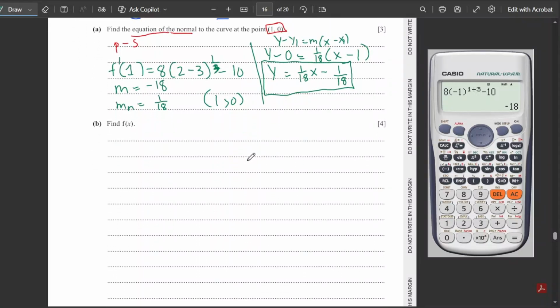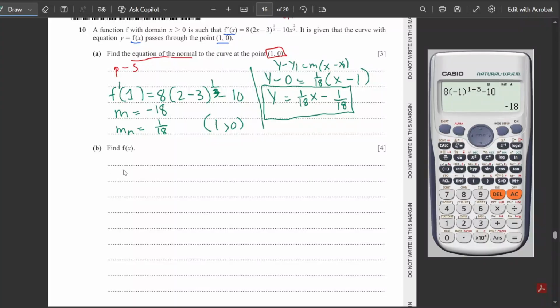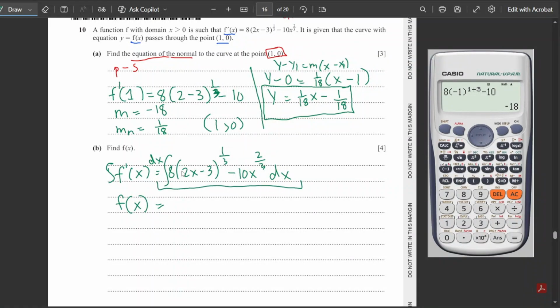Part B says, find f of x. So we have the derivative equation of f of x. If we integrate the derivative equation, we find the equation of the curve. Therefore, if we integrate, so we have f prime of x is equal to 8 times 2x minus 3 raised to the power 1 by 3 minus 10 x raised to the power 2 by 3. If we integrate both sides, we're going to get f of x over here, and we are going to integrate this particular part now.